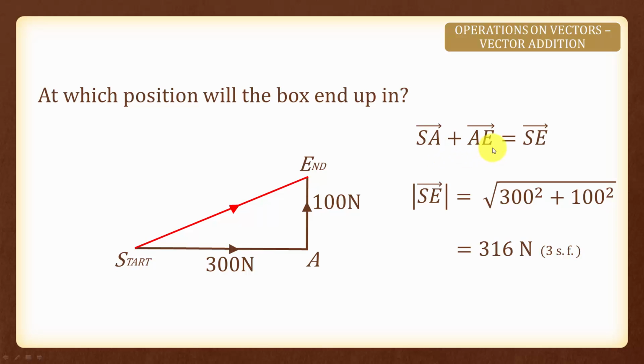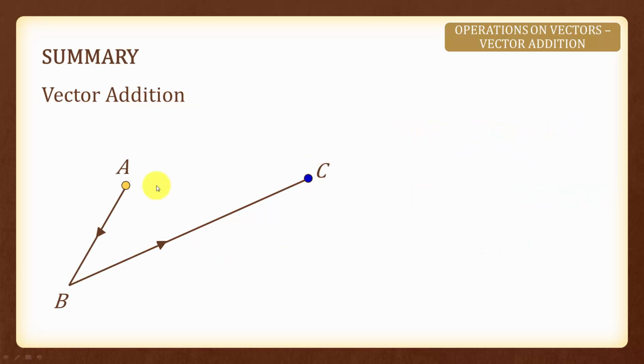In order to add up vectors, these two letters must be the same, and this will give us a continuous path. To add vectors AB and BC, we will have the resultant vector AC.